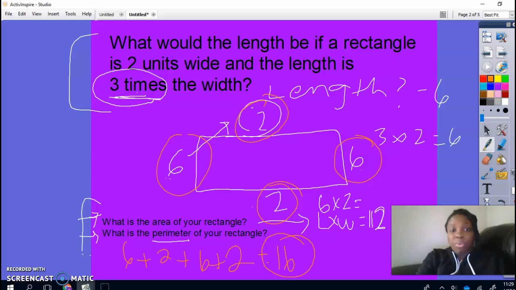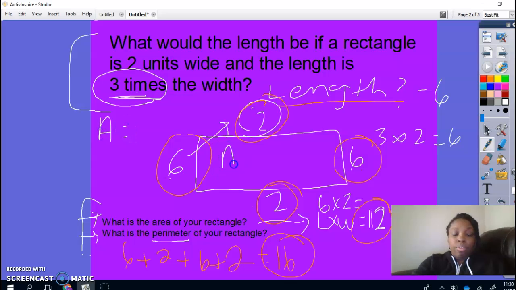So I answered all 3 questions. I found my length. I found my area. My area is 12. And I found my perimeter is 16. Now, it is very important to make sure you organize your work. So if I were to make sure this is organized, I can say my area, we can put it on the inside actually. My area is 12. My perimeter is 16.